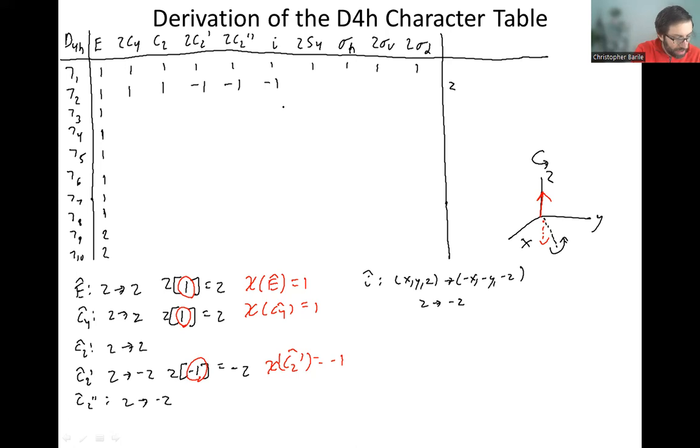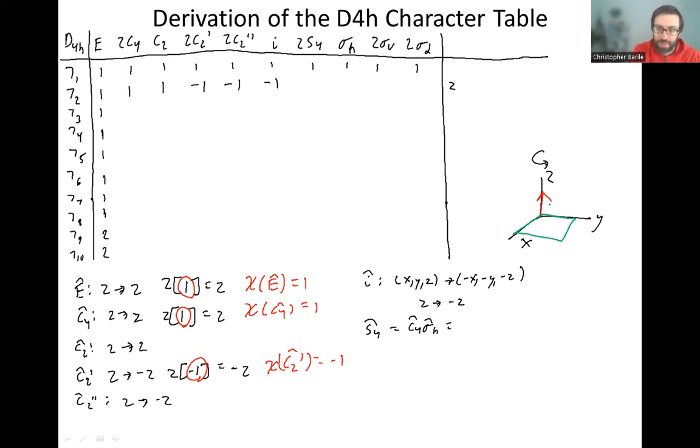What about S4? S4 is our next one. That's a C4 followed by a sigma h. So we know from before that a C4 didn't do anything, so that went z to z. But what does a sigma h do? Well, a sigma h is perpendicular to our z, so that our sigma h is in the xy plane.